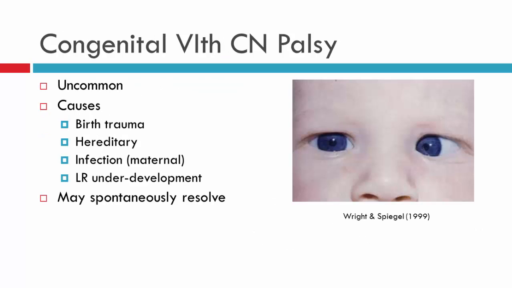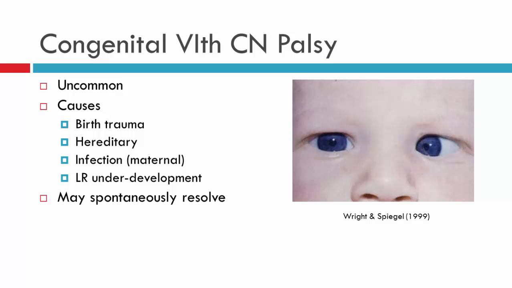Please also be aware that you can have a congenital sixth nerve palsy. Now, these are relatively uncommon. They will display the characteristics of a sixth nerve palsy. So you will see an esotropia in primary position, as we see here in the image to the right, and obviously you'll see a lateral rectus underaction in these particular instances.